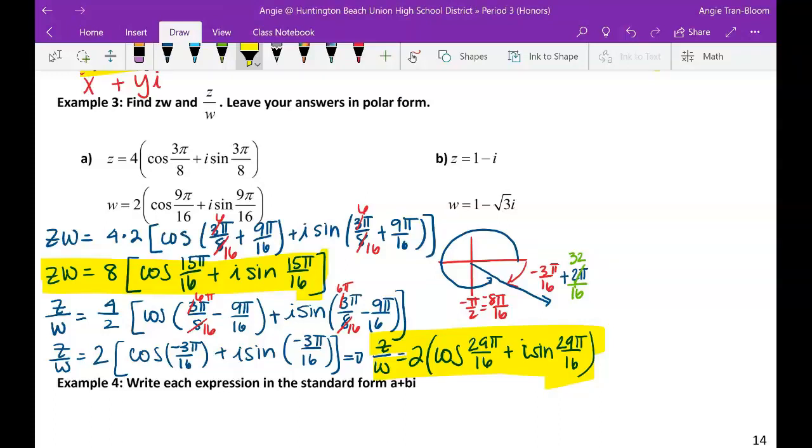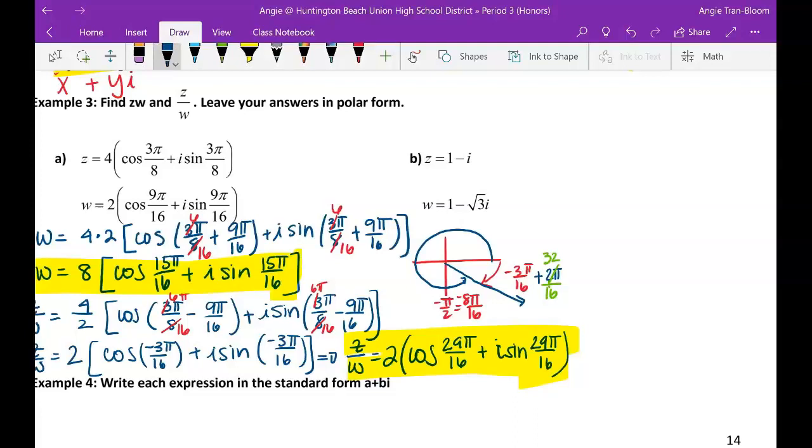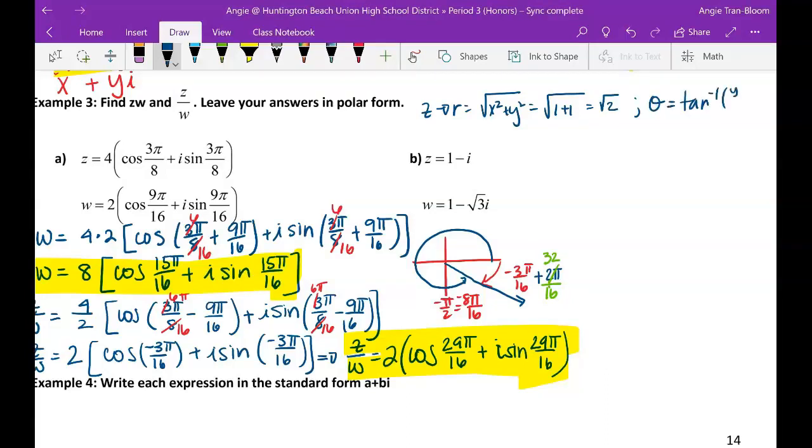Now, what if they give you a problem that's not in polar form? Then guess what? You have to do a little bit more work. I first have to convert it to polar form. To convert it to polar form, I would need to find r and theta. So let's find r for z. For z, r is the square root of x squared plus y squared. x squared is 1, 1 squared is 1. y is negative 1, but negative 1 squared is also 1. So the radius is square root of 2 for z. Then I also need to find theta. So theta for z is tangent inverse of y divided by x.